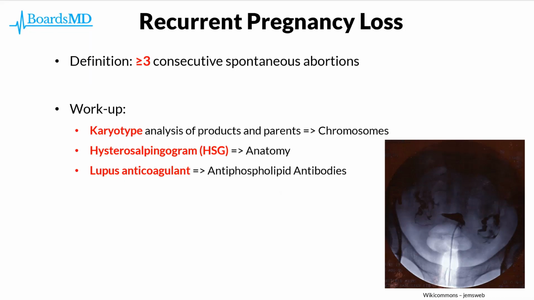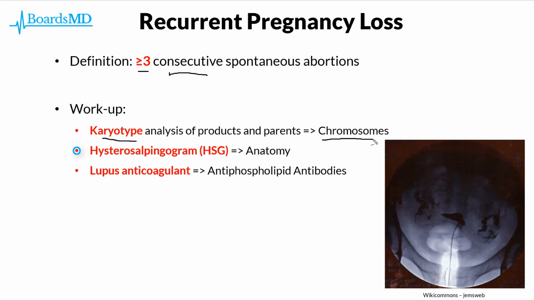Another important principle to be aware of in the context of spontaneous abortions is recurrent pregnancy loss. By definition, recurrent pregnancy loss is when a female patient has at least 3 consecutive spontaneous abortions. As we discussed previously, the most common pathophysiology of spontaneous abortion is chromosomal abnormalities. Therefore, as part of our workup, we will need to get a karyotype in order to have an analysis of both the products of conception as well as the parent's DNA. This will ultimately be done in order to look for chromosomal anomalies.